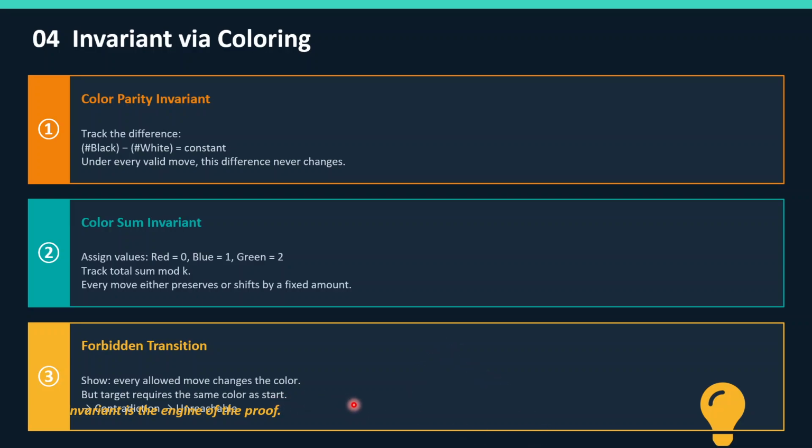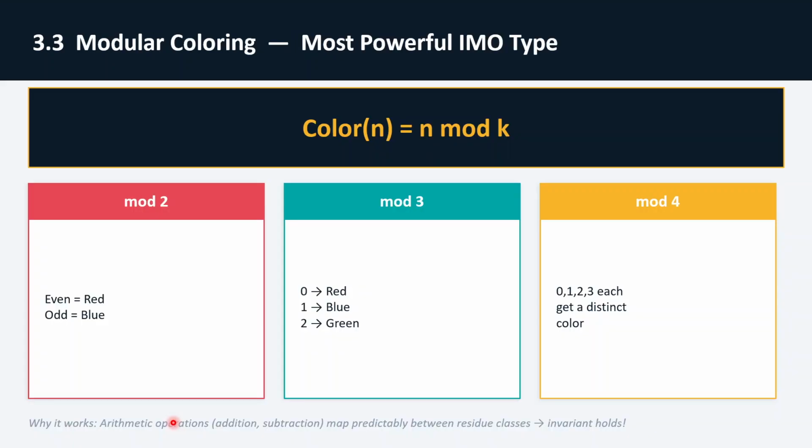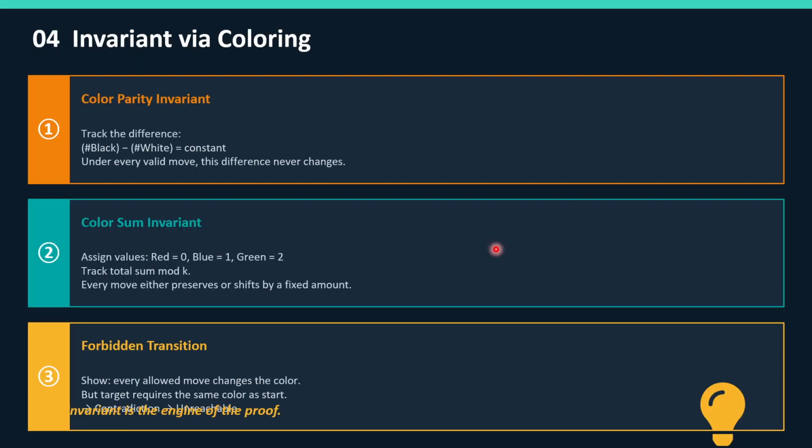For this, we don't require coloring in 99% of the questions, but there might be rare cases. So make sure of one thing: when it's even, red, odd is blue. So mod 0 means red, 1 means blue. Remember that. Then 0 means red, 1 is blue, 2 is green, and for 3 you can choose any other colors.